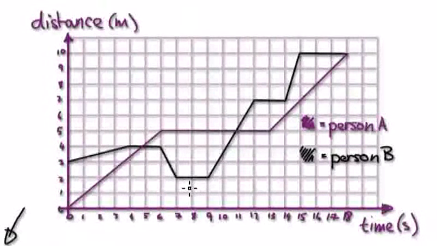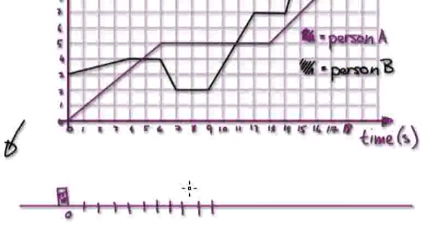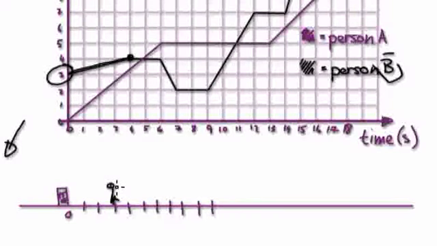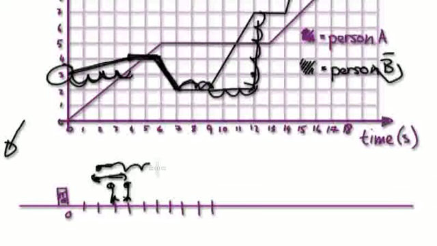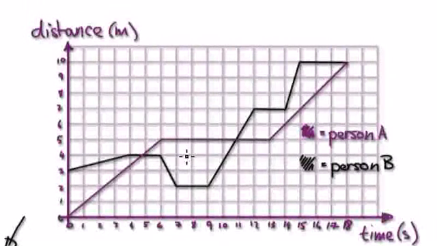Okay, so when you're given a graph like this, try to draw yourself pictures and try and understand what's going on. If you look at person B, person B started here. It takes him 4 seconds to move 1 meter up here, and then he stayed here for 2 seconds, and then he went backwards 2, and then stayed there for 2 seconds, and then within 3 seconds he moved up by 5 here. Well, anyway, try and play around, try and draw pictures and try and understand what's going on.